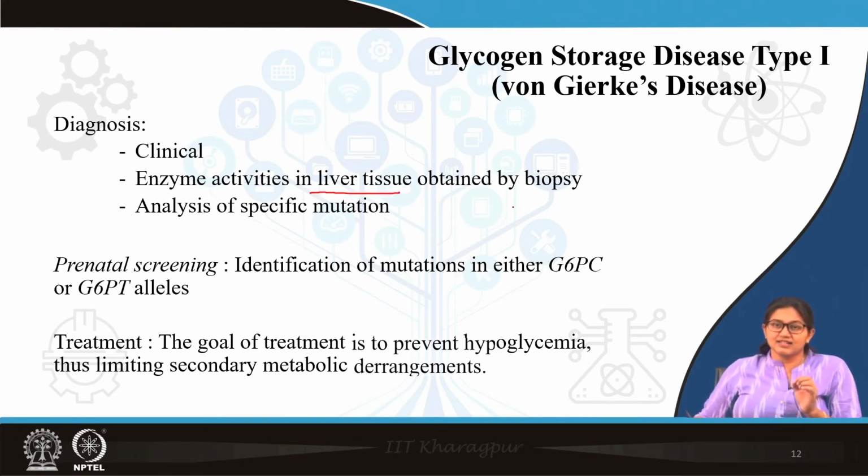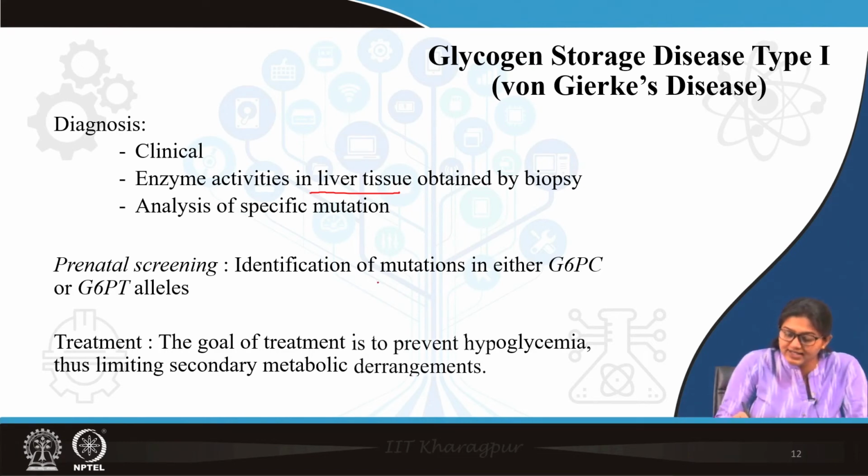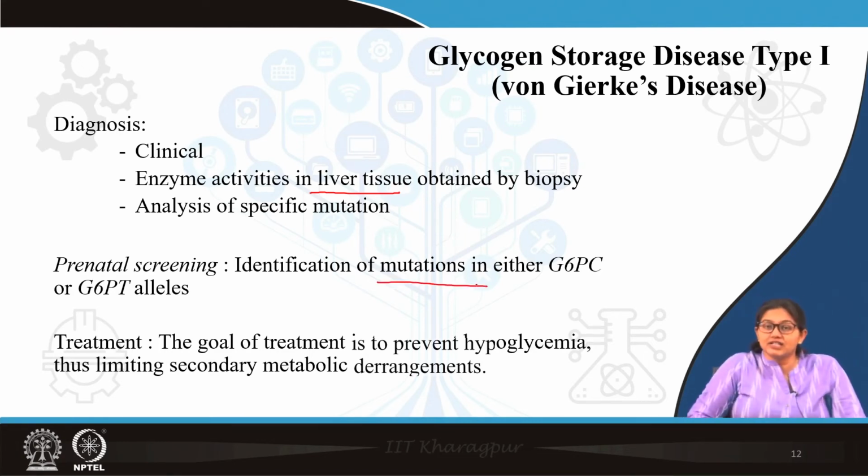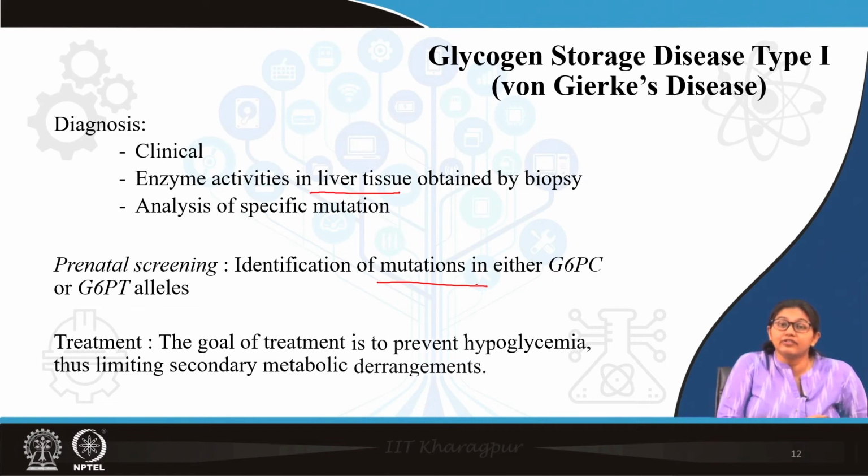But these days, the diagnosis is mostly dependent on the identification of specific mutations which are giving rise to these diseases. So, mostly these days enzyme activities are not measured, the diagnosis is mostly dependent on molecular diagnostic technology. Even it can be diagnosed prenatally. So, prenatal screening for the presence of these mutations can be done from chorionic villi sampling. G6PC or G6PT alleles are mutations which are causing von Gierke's disease. So, prenatally that can be screened.